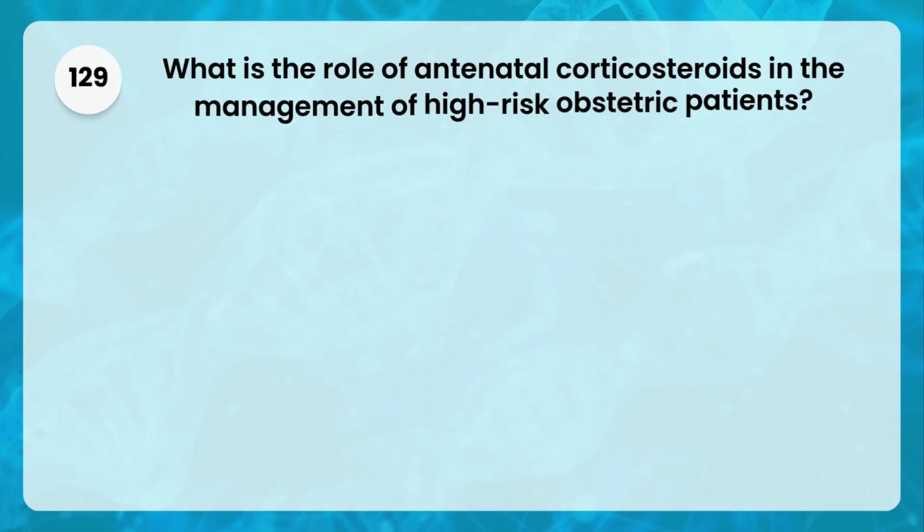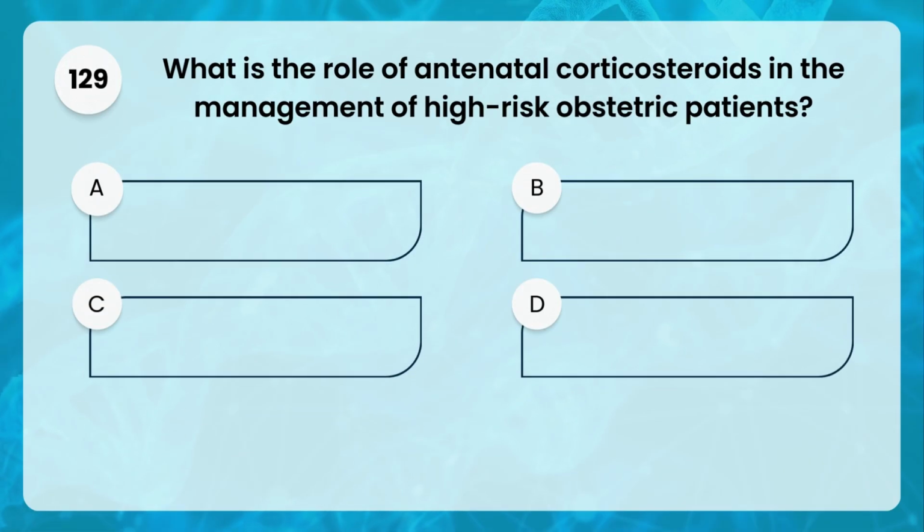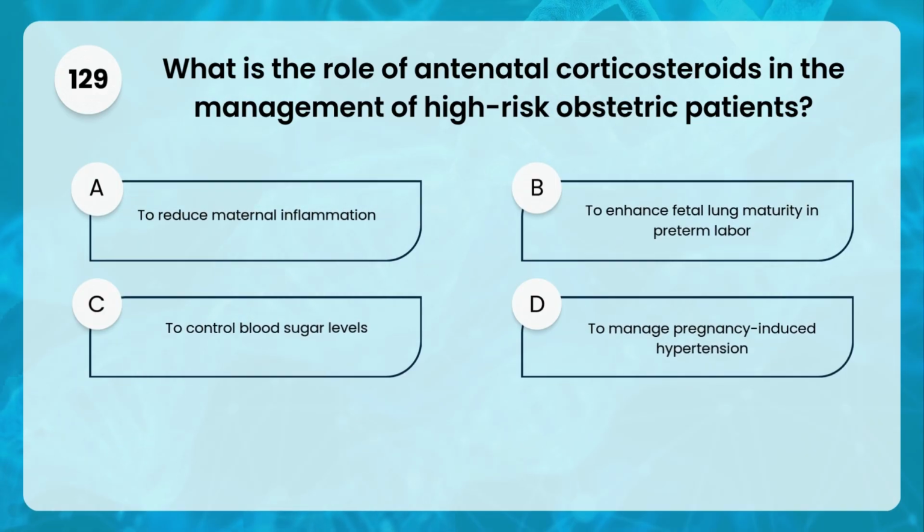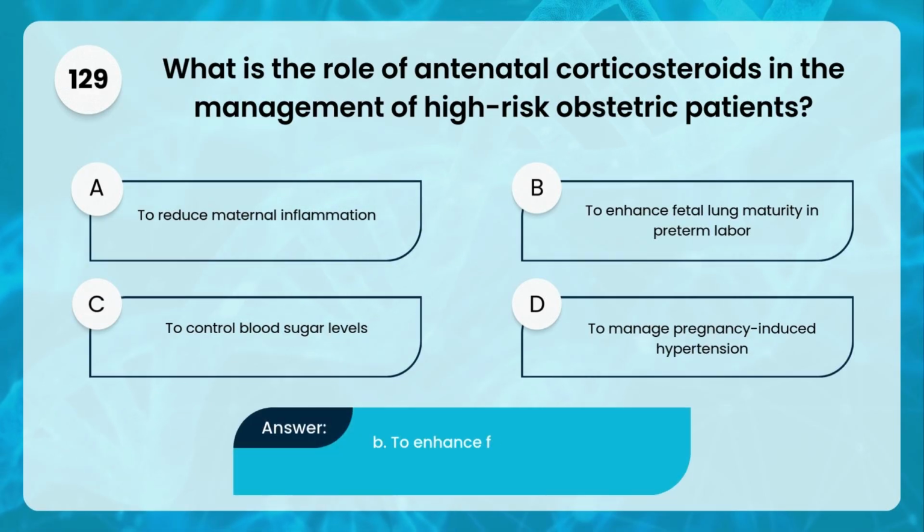129. What is the role of antenatal corticosteroids in the management of high-risk obstetric patients? A. To reduce maternal inflammation. B. To enhance fetal lung maturity in preterm labor. C. To control blood sugar levels. Or D. To manage pregnancy-induced hypertension. The answer is B. To enhance fetal lung maturity in preterm labor.